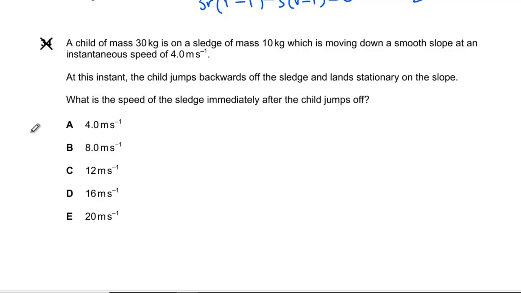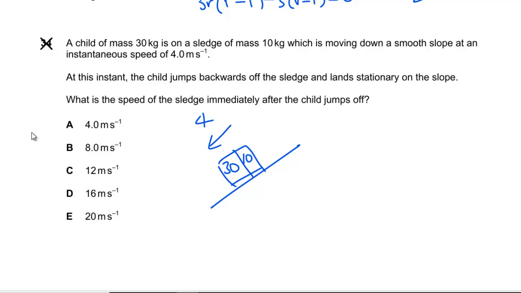34. A child of mass 30 kilograms on a sledge of mass 10 kilograms is moving down a smooth slope at 4 meters per second. Okay, so we've got this split, 30 and 10, 4 meters per second. At this instant, the child jumps backwards off the sledge and lands stationary on the slope. What is the speed of the sledge immediately after the child jumps off?